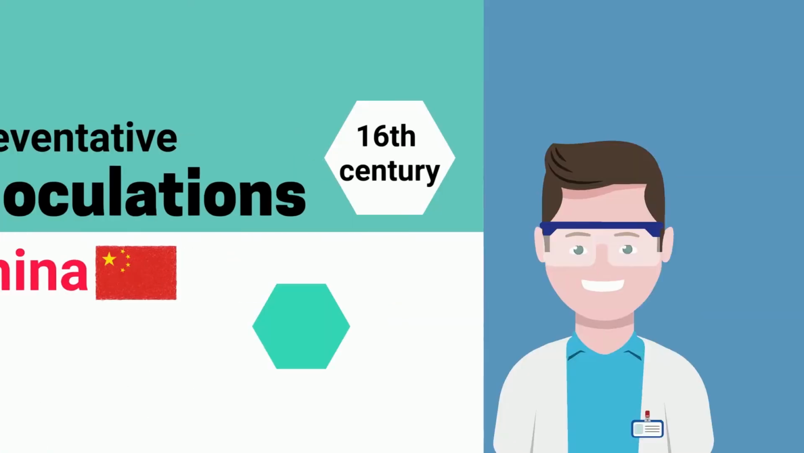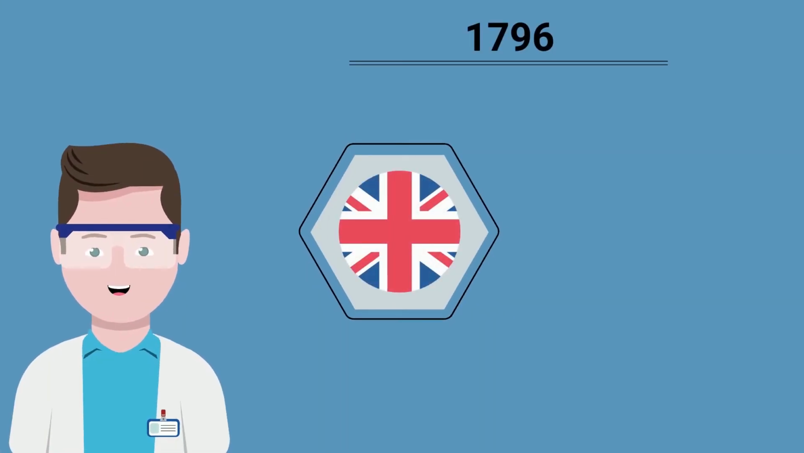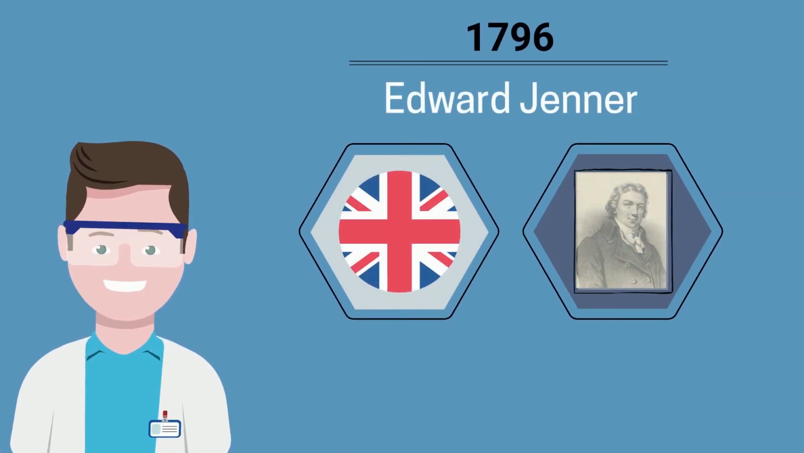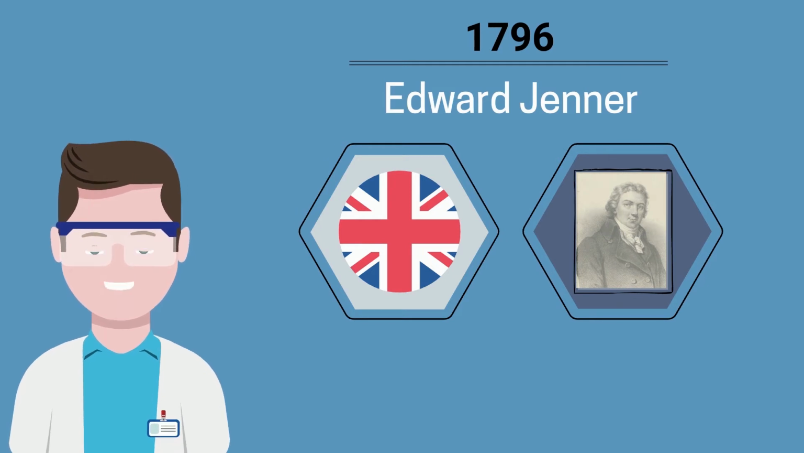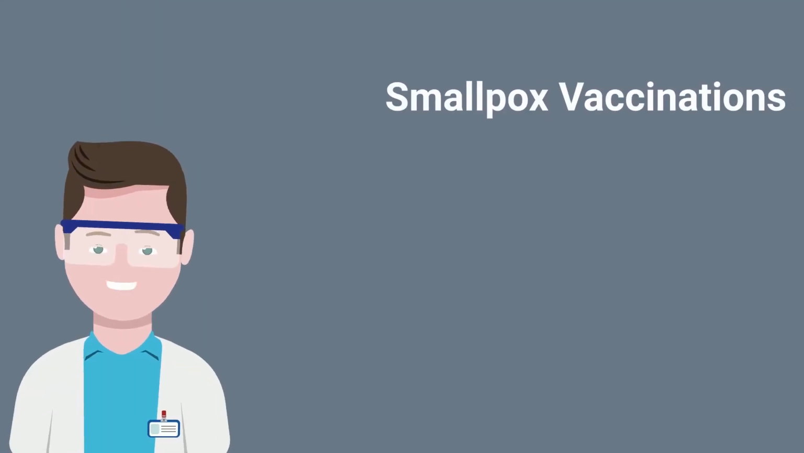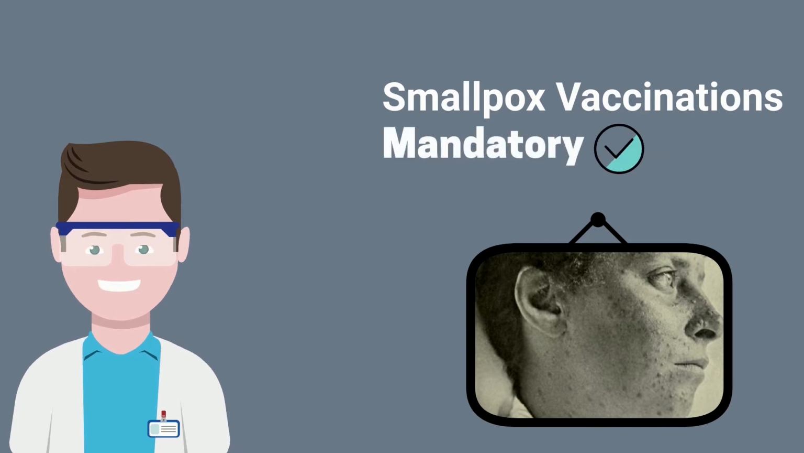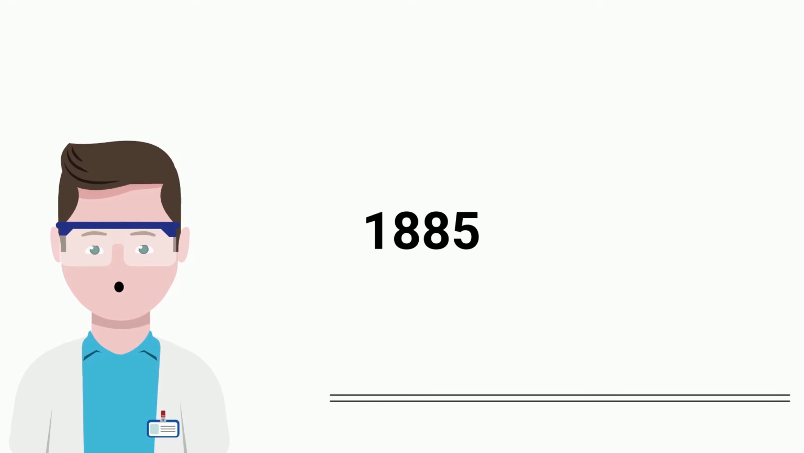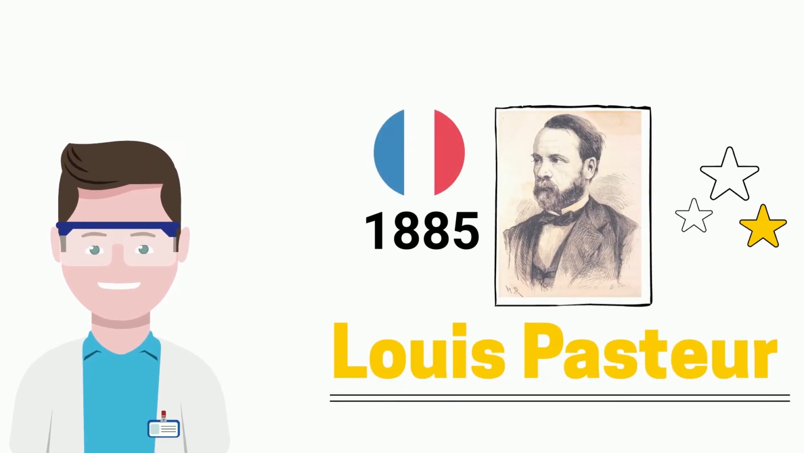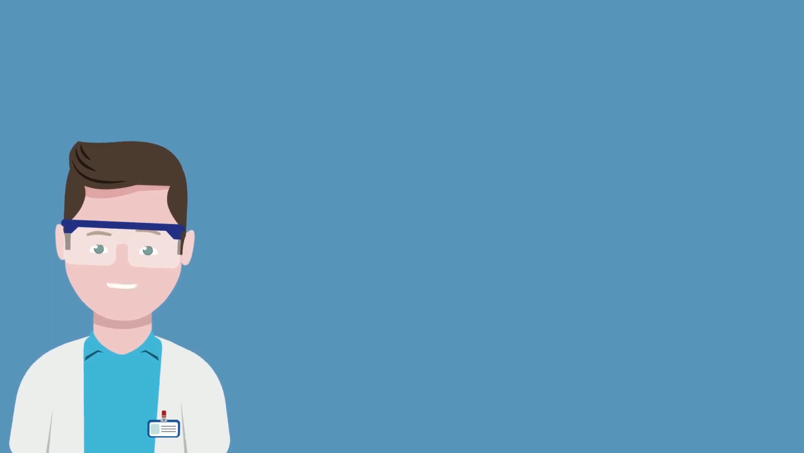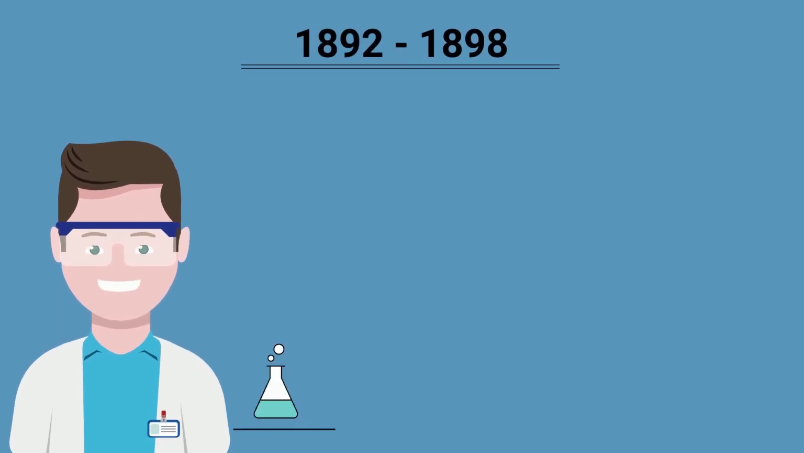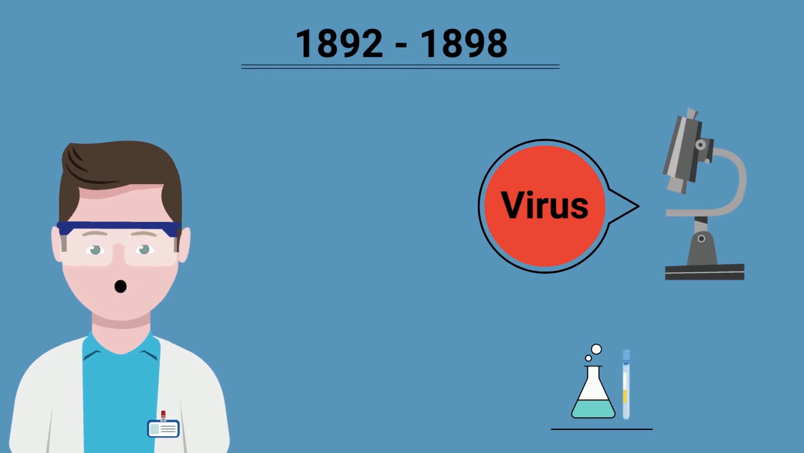in China. In 1796, Edward Jenner introduced the first scientific method of vaccination. Smallpox vaccinations became mandatory in the UK in 1853. In 1885, the Frenchman Louis Pasteur developed the first live virus vaccine, against rabies. From 1892 to 1898, the first virus was discovered.